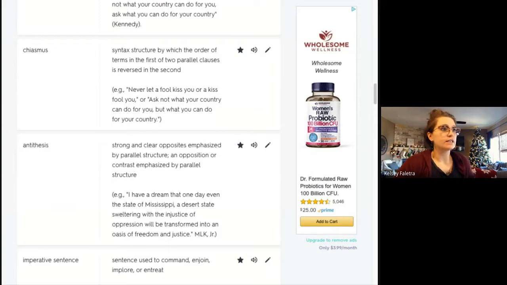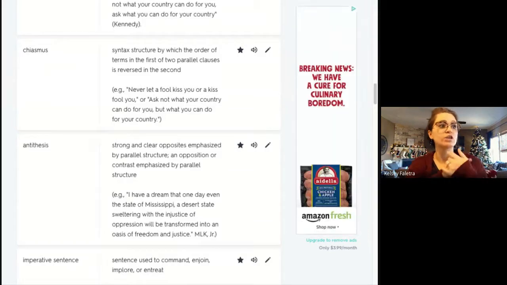So chiasmus is basically when the order of the terms in the first clause is simply reversed in the second. Okay, so two different ideas are conveyed using the same words. So for example, "Never let a fool kiss you, or a kiss fool you," or "Ask not what your country can do for you, but what you can do for your country." Those are examples of chiasmus because the words are inverted, which results in a completely different meaning, but the structure is parallel.